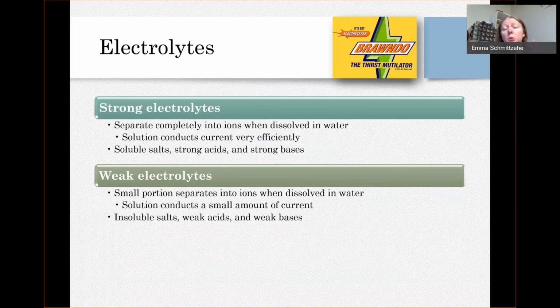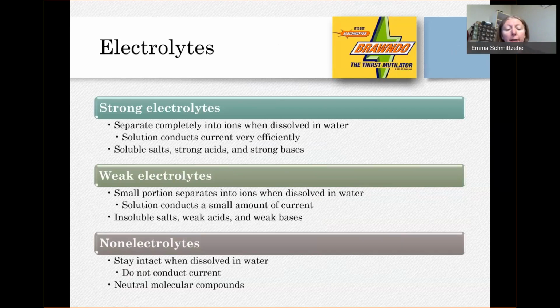Now the insoluble salts, I know we use that term insoluble, indicating that it does not dissolve. And so it appears when you put that solid into water that nothing happened, but there is a small portion of it that does dissolve. And so you do end up getting some ions, and so it does end up being a weak electrolyte.